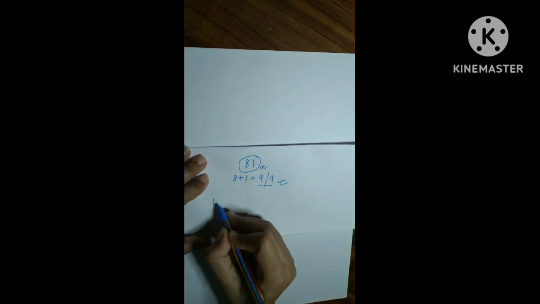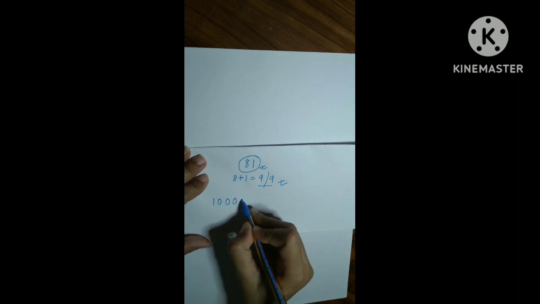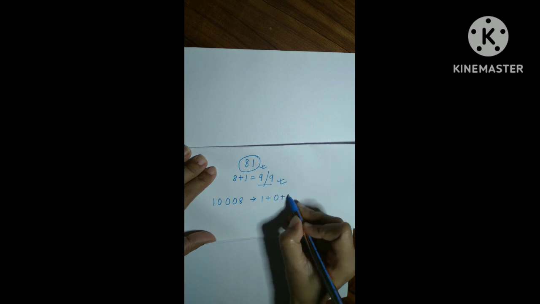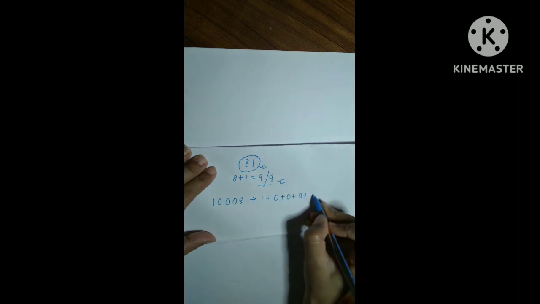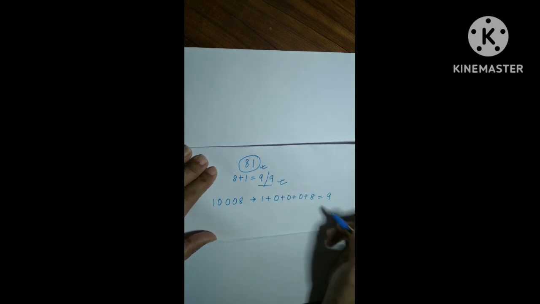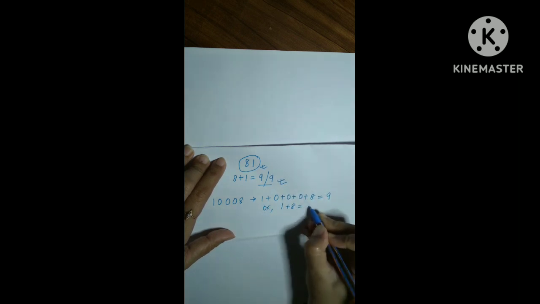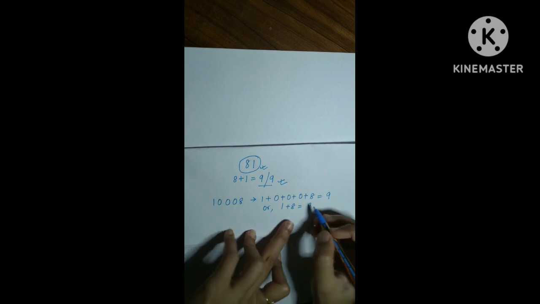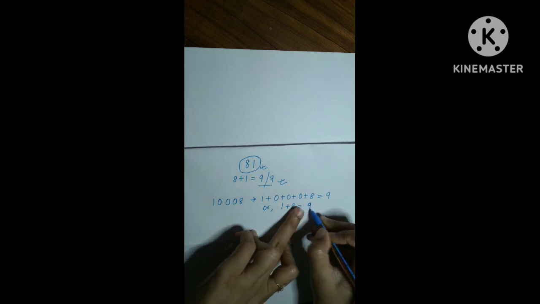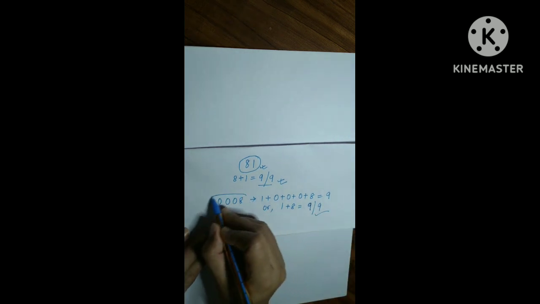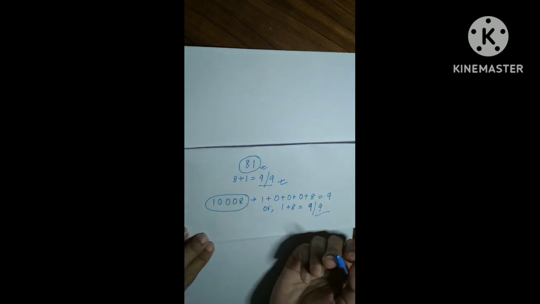Another example, take the sum of it. Since 0 has no value, we can write like this. So we got the sum as 9. So 9 is divisible by 9. So this whole number will be divisible by 9.